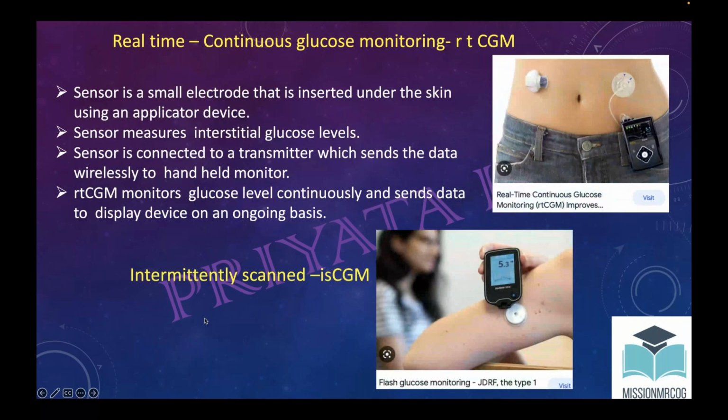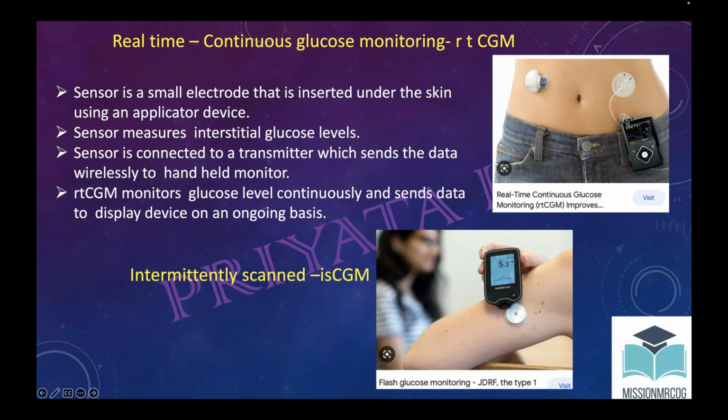So this is real time glucose monitoring, that is RTCGM. Usually they have a sensor. This sensor is inserted under the skin, at the subcutaneous level, and then it is connected to a transmitter, which is attached to the monitor. So the glucose level can be seen continuously on the monitor. So continuous monitoring can be done.